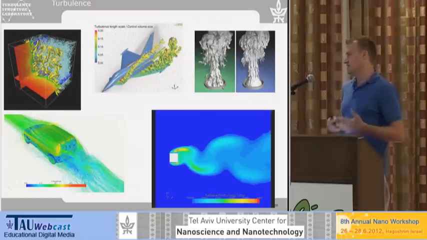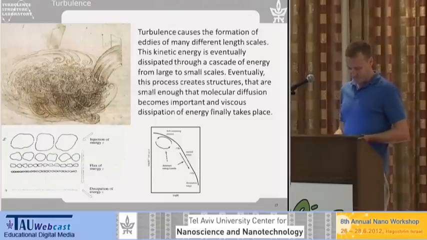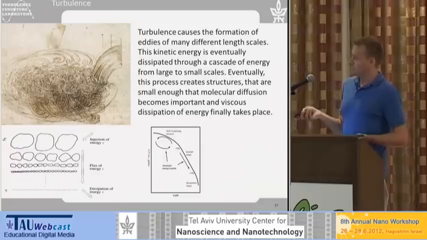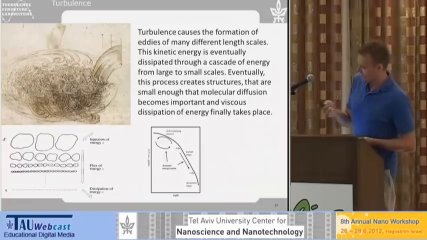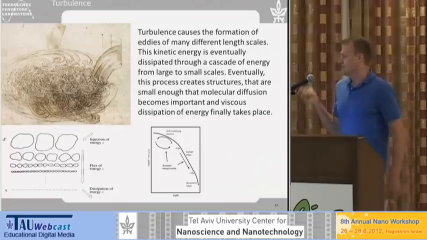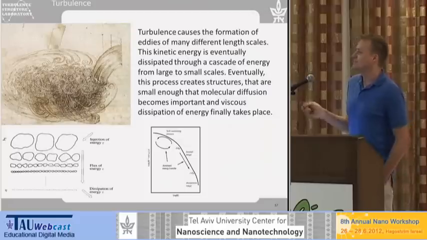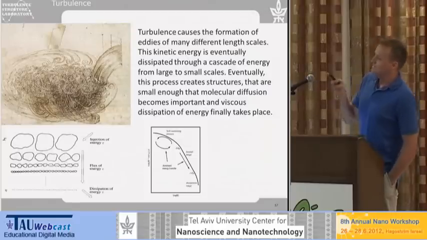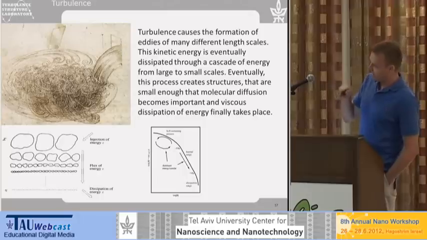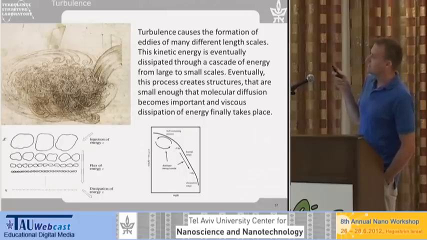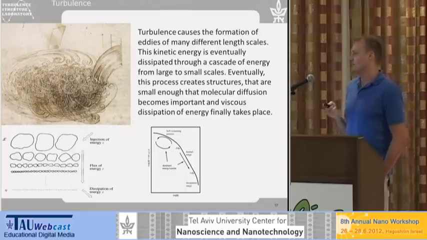What is the problem with that? As you can see in this picture, this is a really nice picture by Da Vinci. You can see it at every turbulence conference. What you can see in this picture is that there is a large amount of small eddies, the different length scales that are present in the flow.